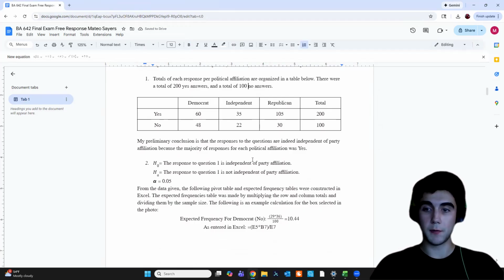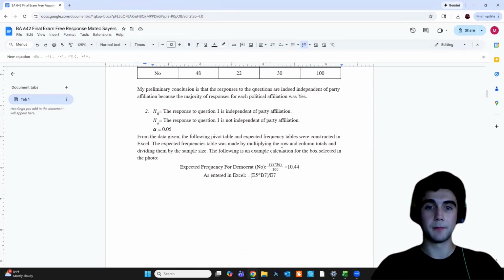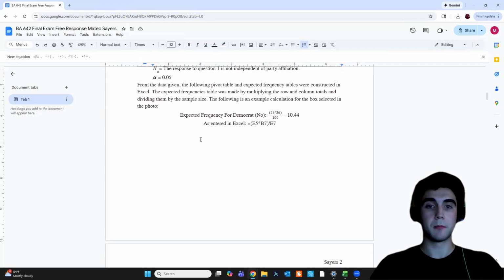So around two-thirds of the people, or 66.66%, said yes to the questions. So let's start with our null hypothesis, and that is the response to question one is independent of party affiliation. The alternative hypothesis for this test is going to be the response to question one is not independent of party affiliation, and we're going to use a significance level of 95%.